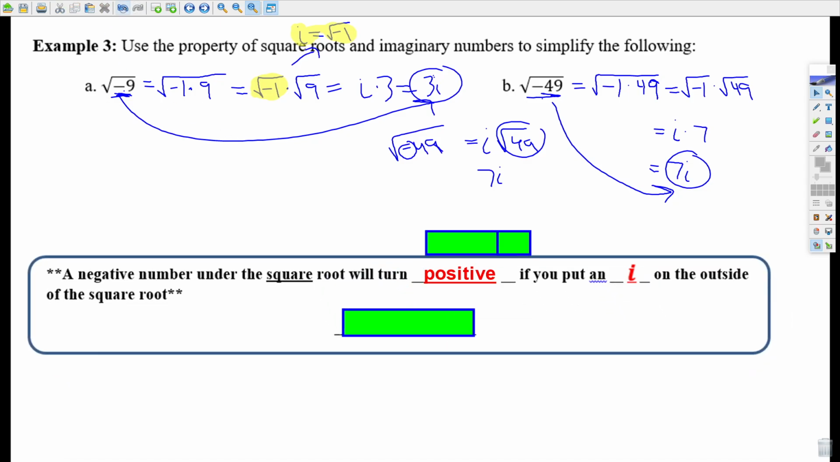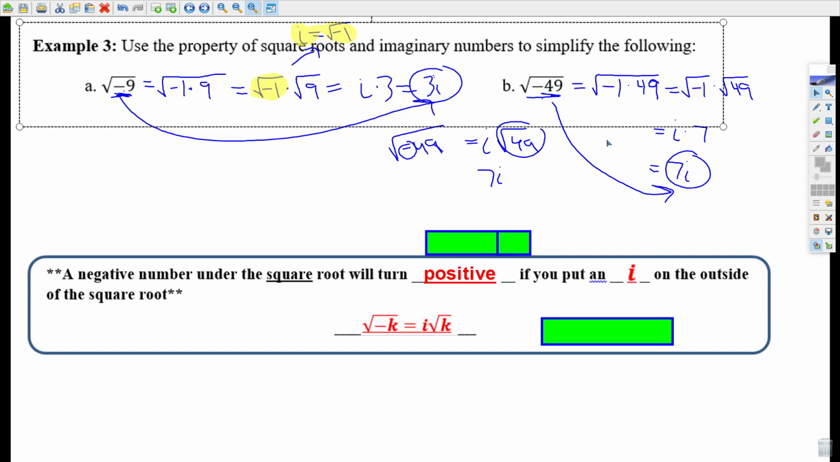Oops. So let's talk about that property and just put it on here. If you have the square root of negative k, they just use k this time, some number, what you can do is you can technically write it as an i and then just do the square root of k as if it were positive. And you don't really have to know this property as writing it down. We're just going to try to practice going from the original to the final answer.